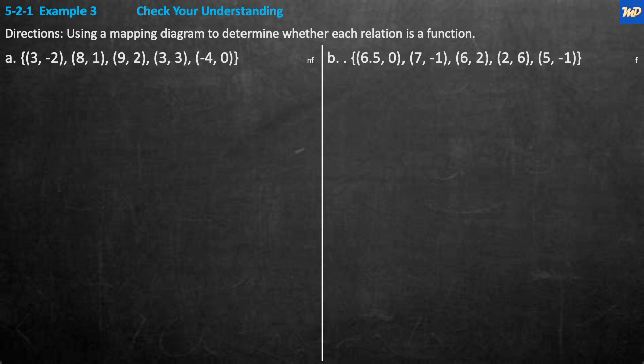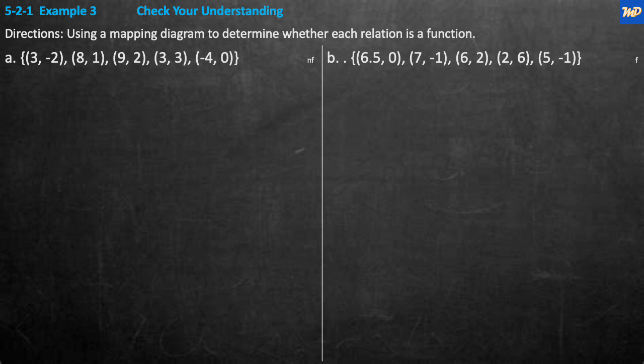Okay, example 3, check your understanding. Using a mapping diagram to determine whether each relation is a function. Okay, so they want us to use a mapping diagram just like we did on the previous page. And then tell whether it's a function or a relation. So let's go ahead and do that. First, this is a check your understanding, so you're going to go ahead and pause and then try them. And then when you come back, we'll work them together. Okay, I'll wait for you.